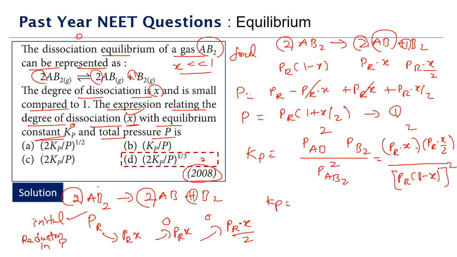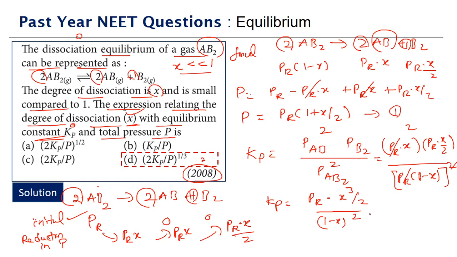In the numerator there is a PR square, and in the denominator also there is a PR square, so we can cancel that part. So the remaining thing, if you observe, is PR into X cube by 2 divided by 1 minus X the whole square. So this is what we have in terms of Kp.